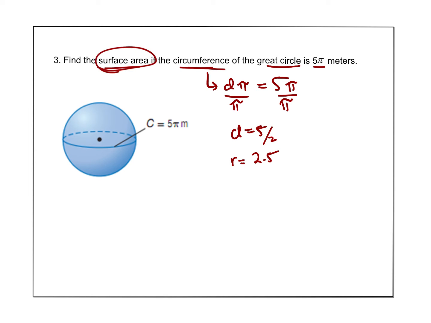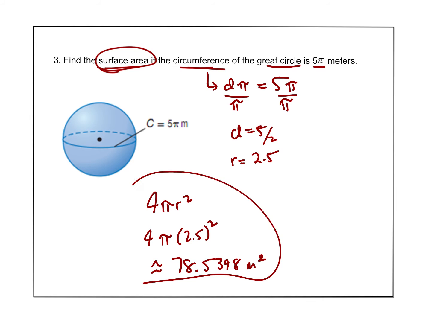So now they want the surface area. That's going to be 4 times pi times 2.5 squared. So you want that times pi times 4, and you should get about 78.5398 meters squared. Okay, that's your surface area. That's it.